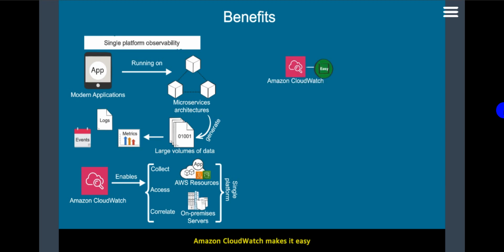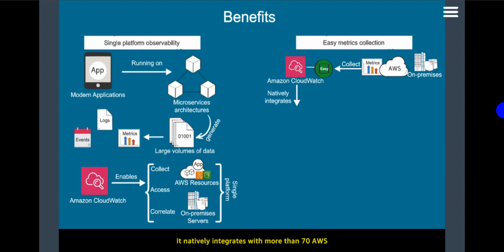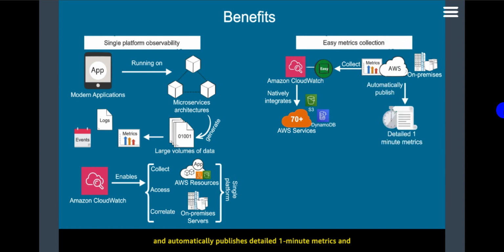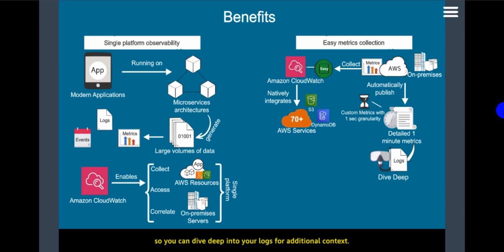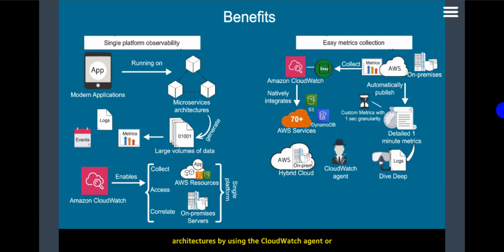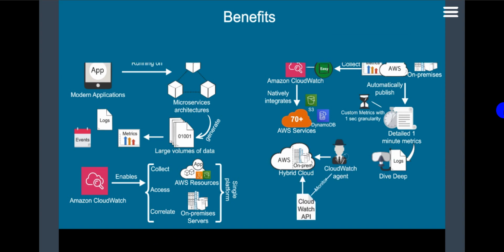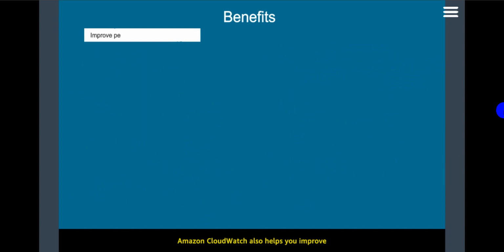Amazon CloudWatch makes it easy to collect metrics in AWS and on-premises. It natively integrates with more than 70 AWS services, such as Amazon S3 and Amazon DynamoDB, and automatically publishes detailed 1-minute metrics and custom metrics with up to 1-second granularity, so you can dive deep into your logs for additional context. You can also use CloudWatch in hybrid cloud architectures by using the CloudWatch agent or API to monitor your on-premises resources.